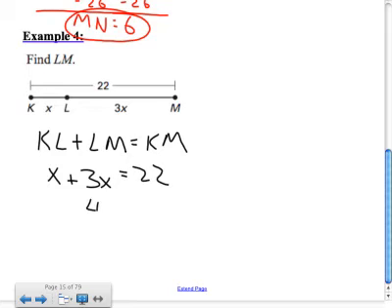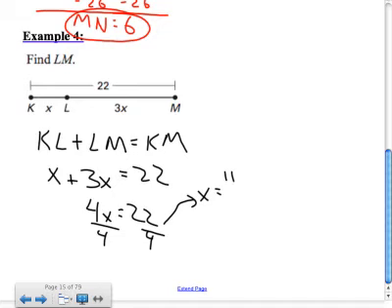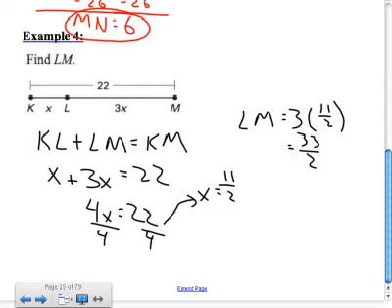So first I have to solve for X. 4X equals 22. Divide both sides by 4. So X equals 22 over 4, which reduces down to 11 over 2. And so now if I want to find LM, I'm just going to plug that in. LM equals 3X, and we know that X now is 11 over 2. So that's 33 over 2. You can leave it like that, or if you want to write that as 16.5, either one of those would be acceptable answers for me. If it said round to the nearest tenth, then you should find the decimal. If it says leave in fraction, leave in fraction. If it doesn't specify, then you can go ahead and do whatever you prefer.